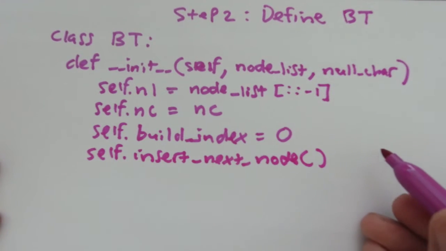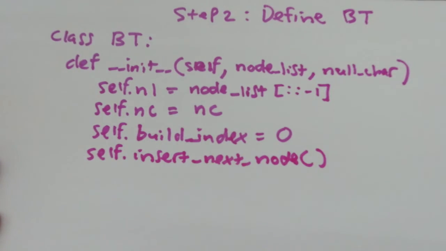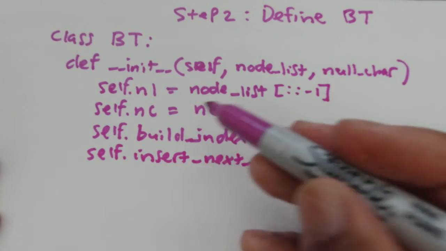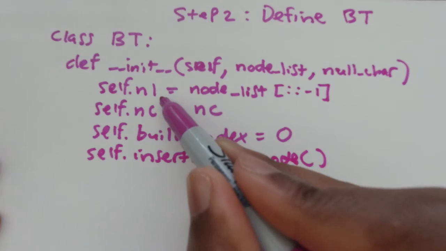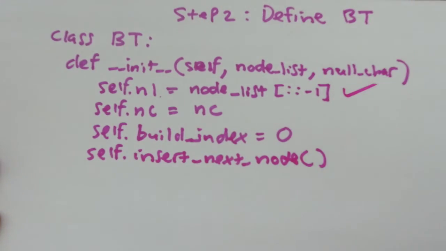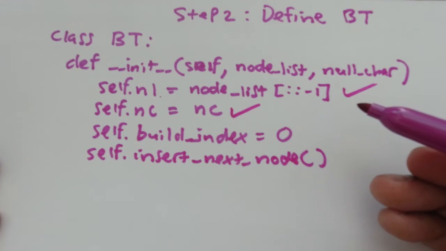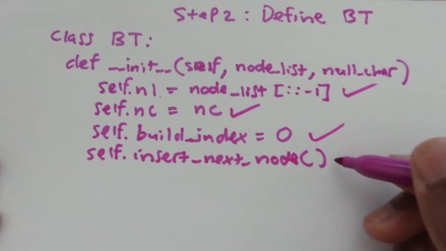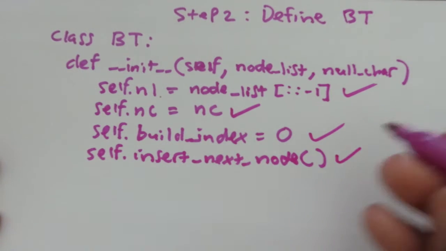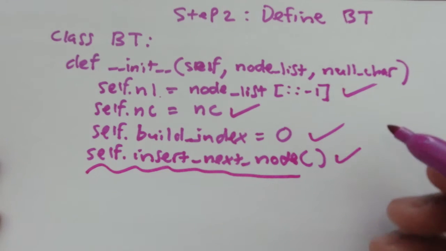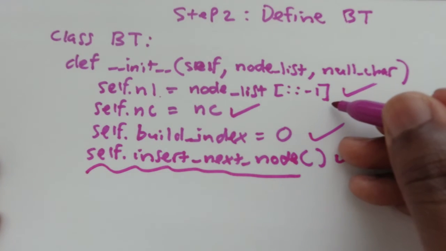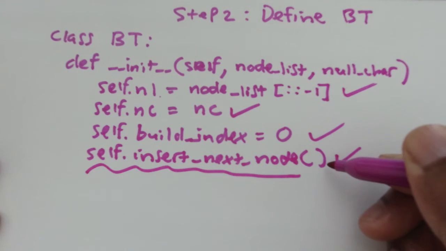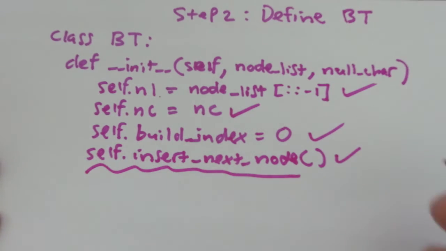And that's simply it. So here we have the ingredients of the tree. Again, we just have 4 simple attributes. We have the node list. Yes, we are reversing the node list. We have the null character. We define this as tilde because that's what we have in our given input. We have the build index, which we are defining as 0. And then we have the method. This is the engine. This is what causes things to happen, which is going to take our input and then iterate through and create our binary tree.